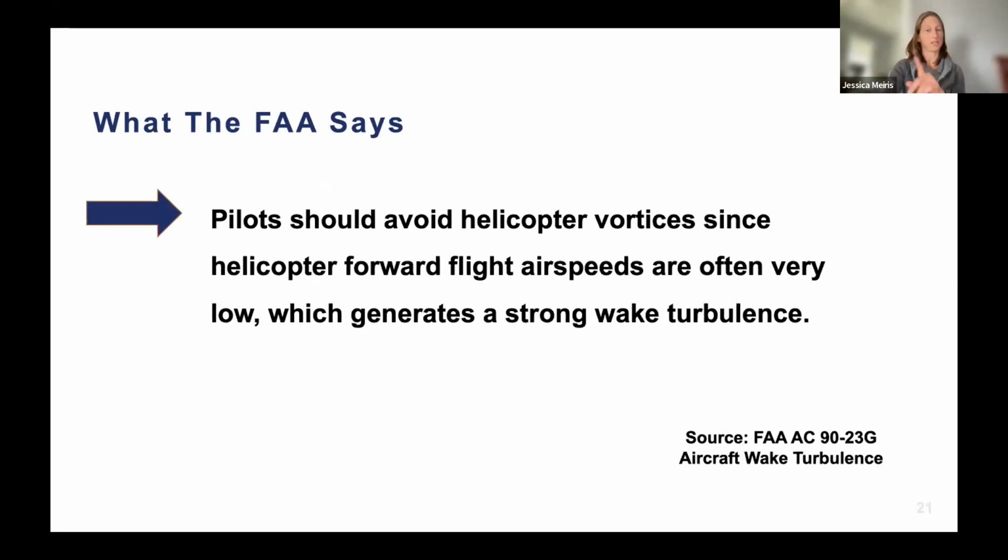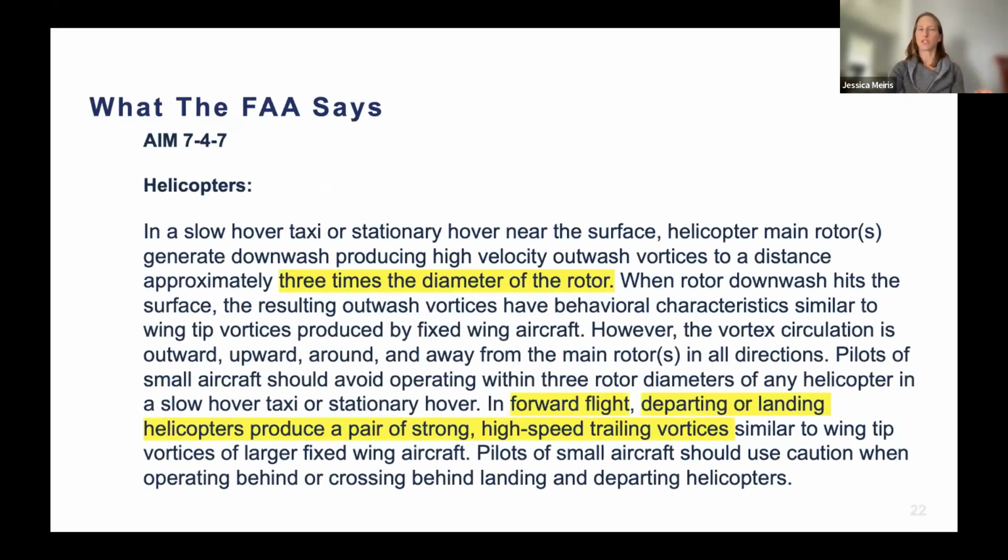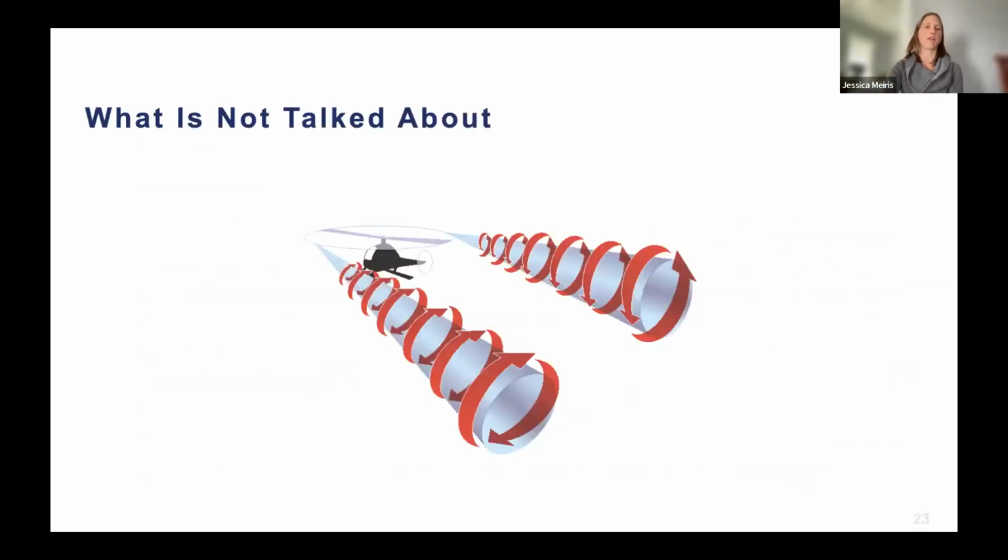One more little pause here. So this came from the advisory circular. There's also some information from the FAA in the AIM, which gives you that 3 times the rotor disc diameter avoidance. So great, gives you some parameters to follow, but again, neglects the forward flight components. So this is right out of the AIM and the advisory circular. Those are the 2 places where the FAA provides that information.